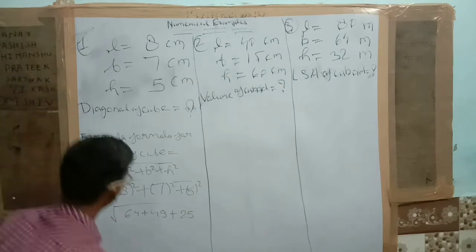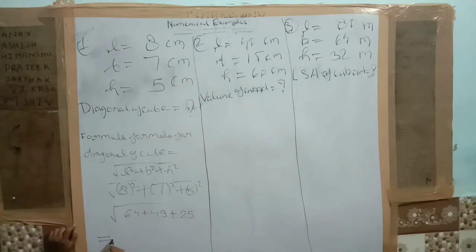So we have to add these all together. Answer is under root 138 centimeter.